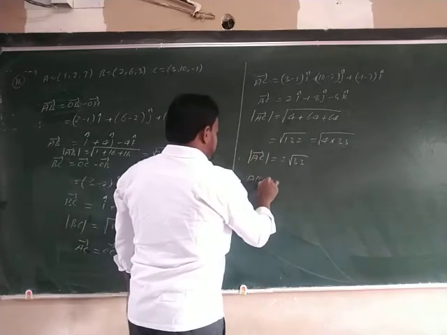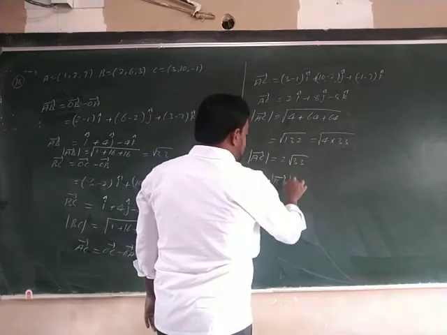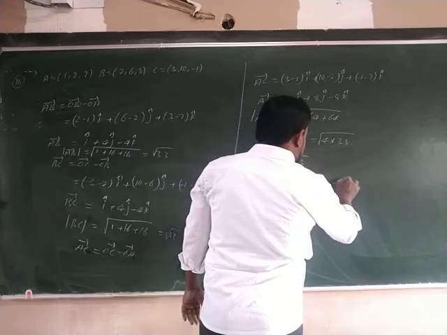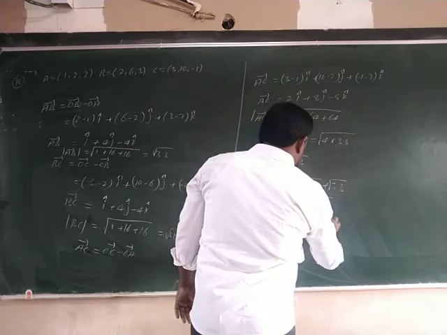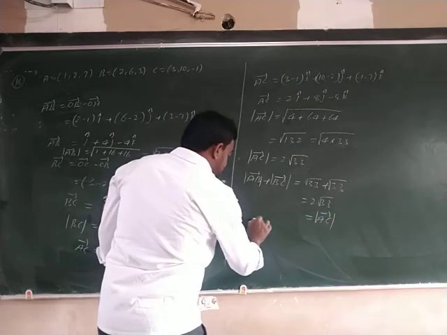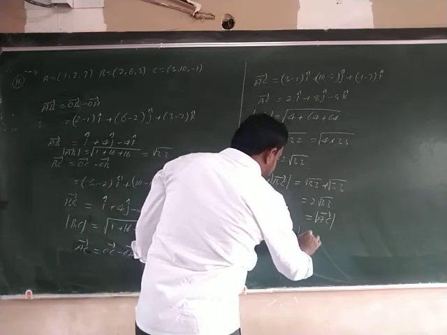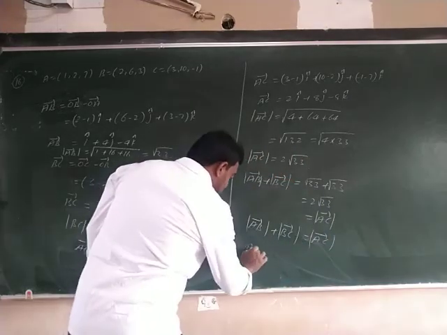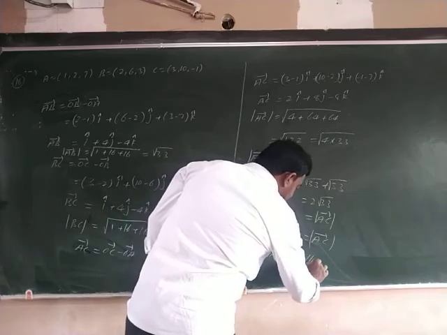Now magnitude of AB plus magnitude of BC is equal to root 33 plus root 33. This is equal to 2 root 33, which is nothing but magnitude of AC. Therefore, magnitude of AB plus magnitude of BC is equal to magnitude of AC. Therefore, A, B, C are collinear.